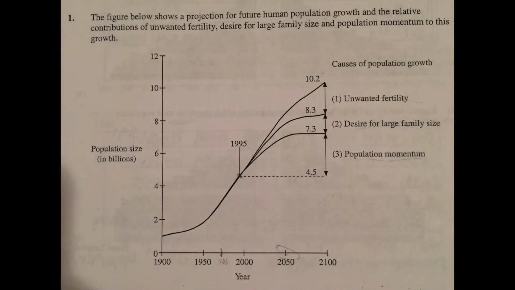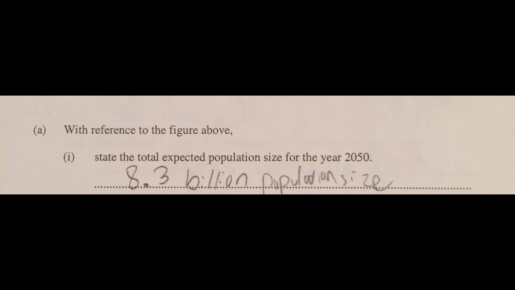Next, you want to look at the graph or figure they give you. Make sure to read the intro about the graph. Look at the x and y axis and look at if anything else is labeled on the figure. Then you could begin answering the questions. Most questions will have multiple parts, so for part A on this question, letter I, it says, state the total expected population size for the year 2050.